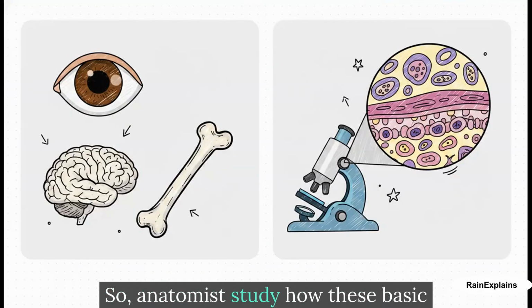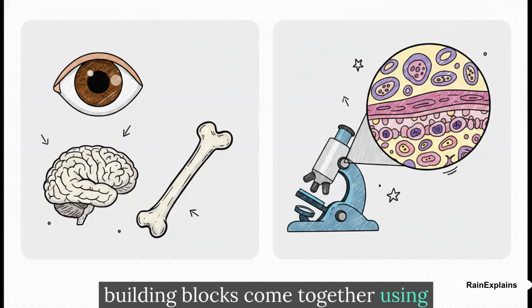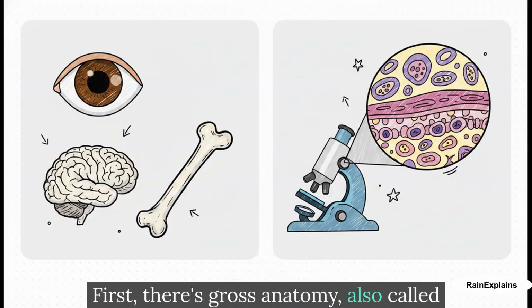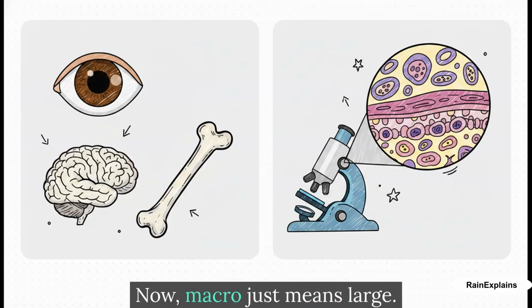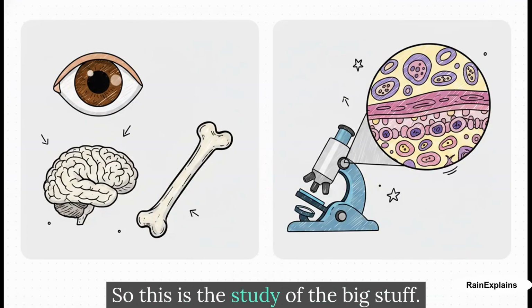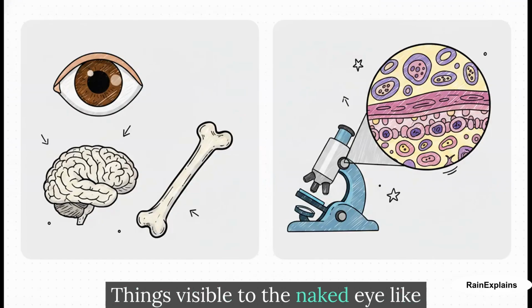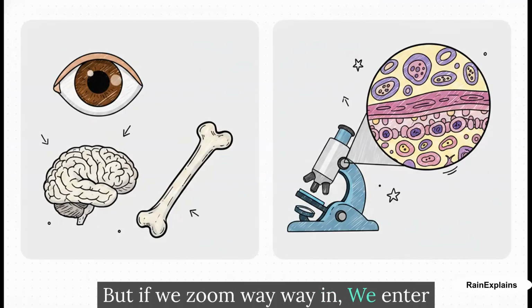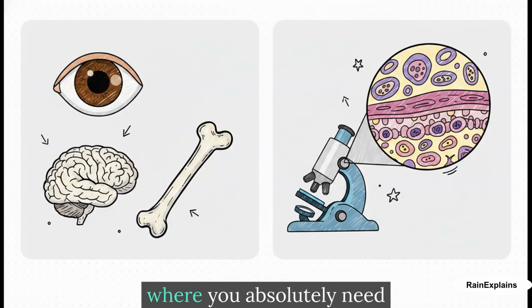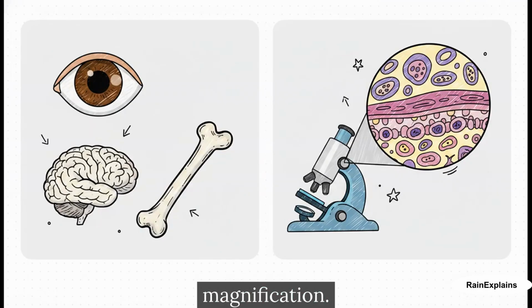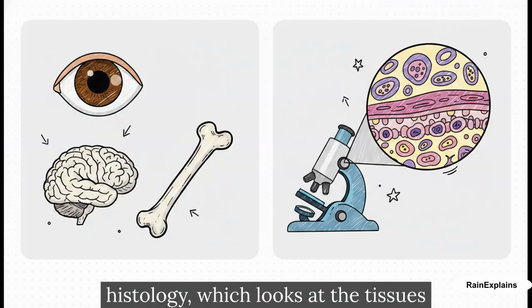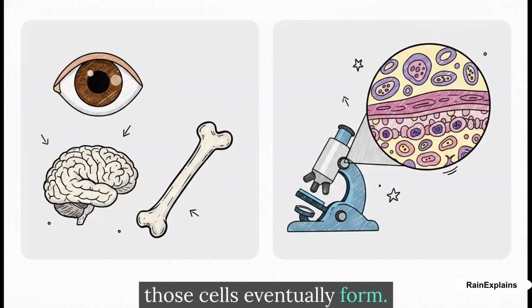So, anatomists study how these basic building blocks come together using 2 totally different lenses. First, there's gross anatomy, also called macroscopic anatomy. Now, macro just means large. So this is the study of the big stuff, things visible to the naked eye, like your brain or your femur. But if we zoom way, way in, we enter the world of microscopic anatomy, where you absolutely need magnification. We're talking cytology, which is looking at individual cells, and histology, which looks at the tissues those cells eventually form.